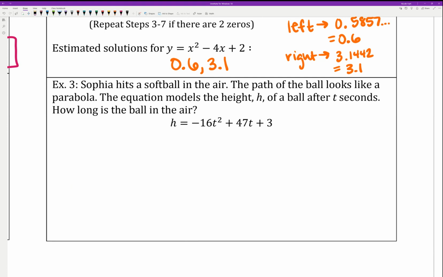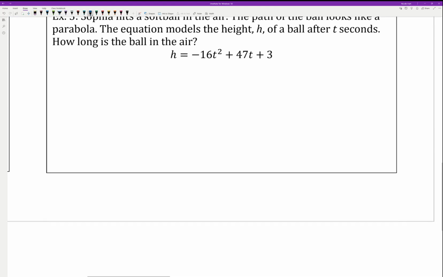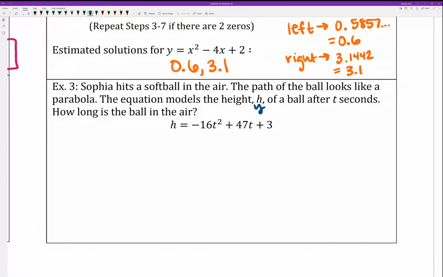So the ball goes up as time passes, and then it's going to come back down. So we want to know how long that ball was up in the air before it came back down to the ground. Now this equation may confuse some because it talks about h and t instead of y and x, but those are going to be interchangeable. Y is going to be the same thing as h, so if you need to look at that as y, and t is going to be the same thing as x. So negative 16x squared plus 47x plus 3, if that is helpful. If it doesn't bother you to have the h and t there, don't worry about it.